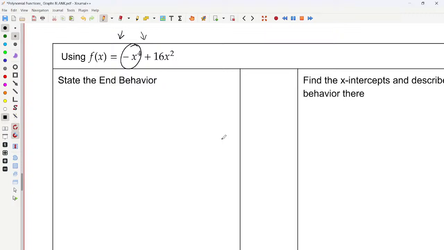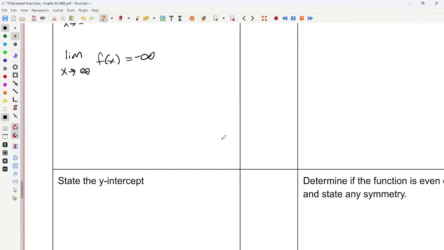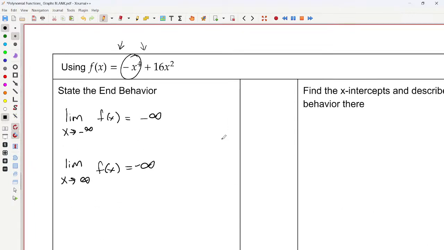How do you write it in limit notation? You almost can't get it wrong when they do the same thing, which is nice. But we just say the left end is going down, and the right end is going down. Cool. What's the y-intercept?